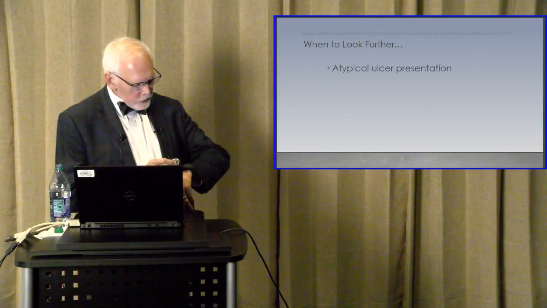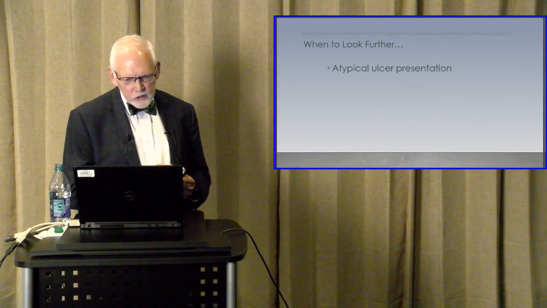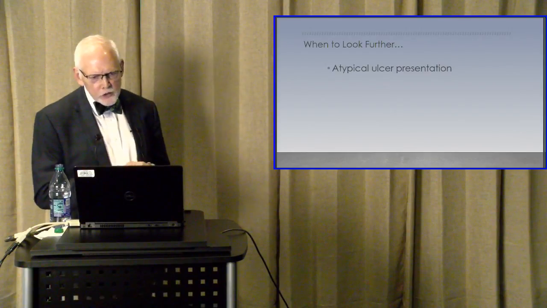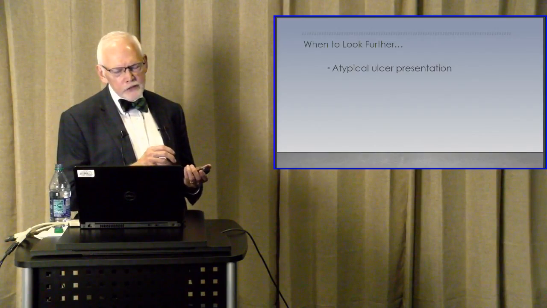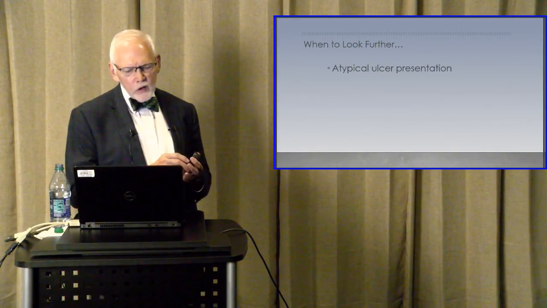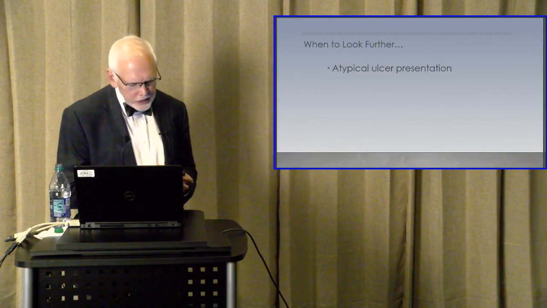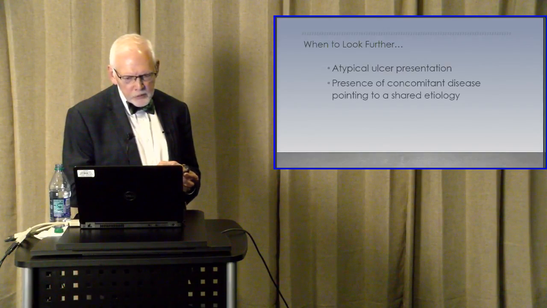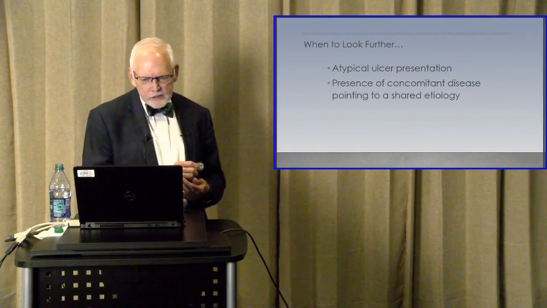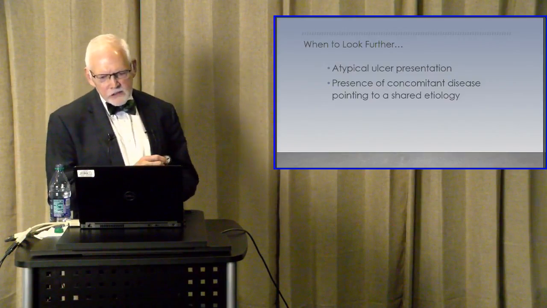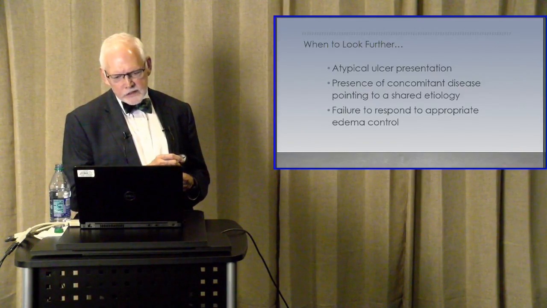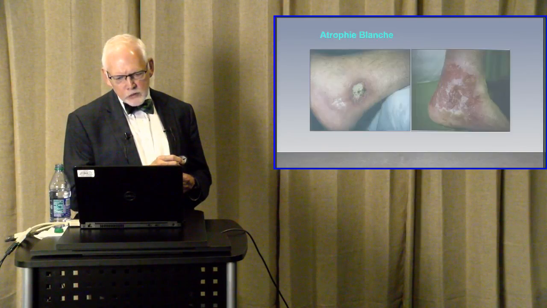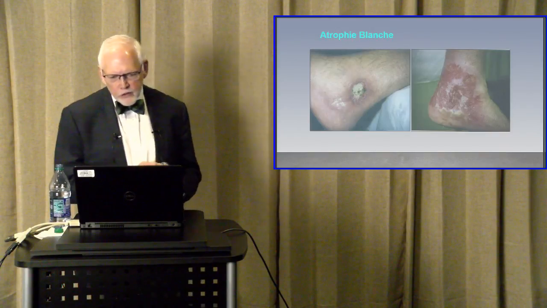So there are times when you have to look for ulcers that don't fit the typical pattern. For some reason they don't fit exactly venous or arterial or diabetic foot ulcers. So if they present in some atypical way, or there's a disease that points to a shared etiology, like, let's say, for example, some sort of chronic inflammatory disease, or it doesn't respond to usual treatment like edema control, then you can look for other things.